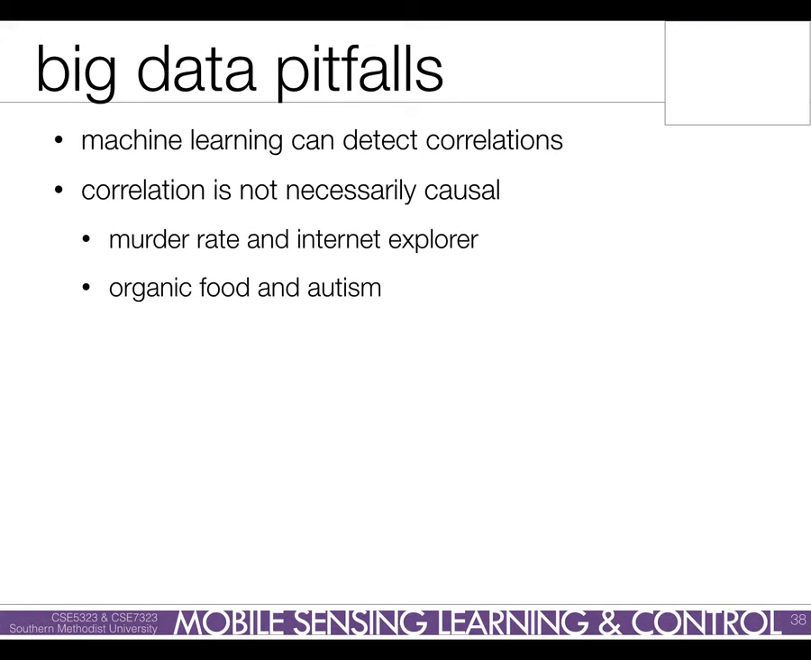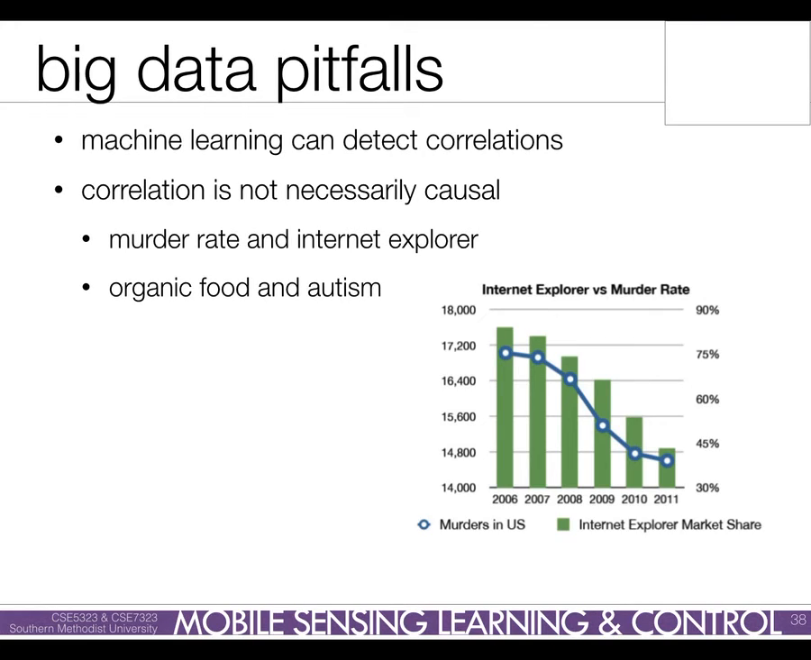So a really good example of that to make it concrete is, have you ever seen the correlation between murder rate and Internet Explorer? This is what it looks like right down here. This is the number of murders in the United States graphed on top of the Internet Explorer market share. Those are highly correlated to one another, but they have nothing to do with one another. From a logical standpoint, they have nothing to do with one another, right? I can show a correlation exists.